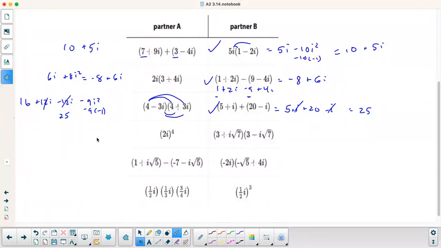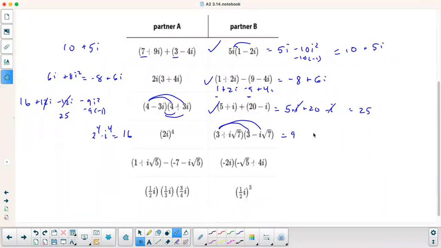So here, this has got to be 2 to the fourth times i to the fourth. 2 to the fourth is 16. i to the fourth we just learned is 1, so that's 16. Come over here. 3 times 3 is 9.